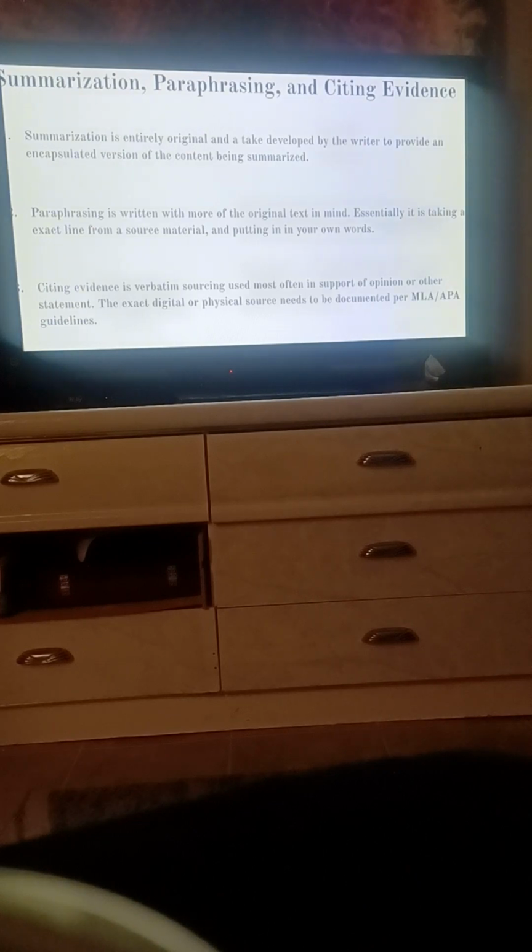Citing evidence is verbatim sourcing used most often in support of an opinion or other statement. That's just fancy for: I can use evidence from the story, I can use evidence from what I have read in order to defend my opinion of it.